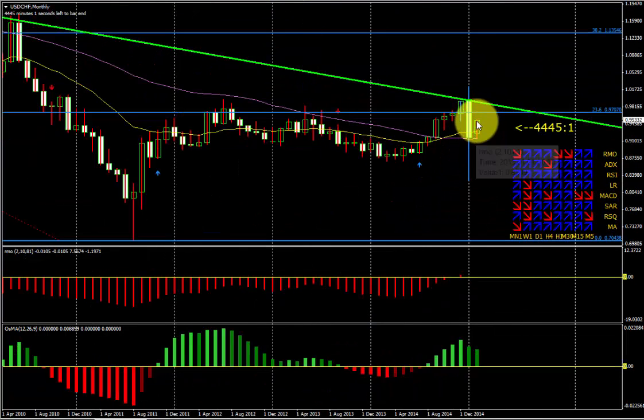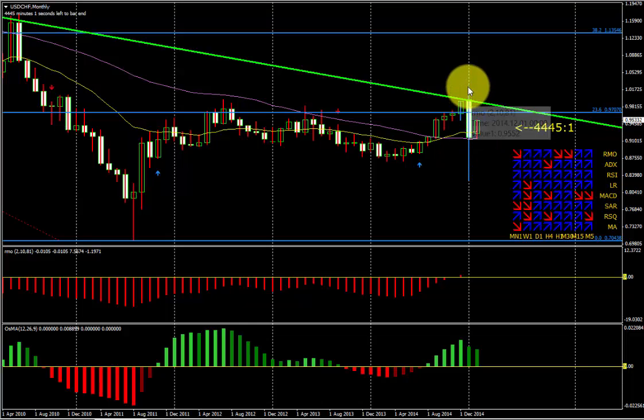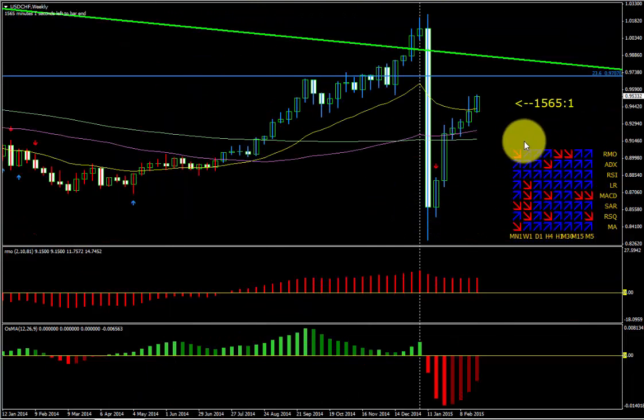You can see that we haven't seen any new lows. In fact, the US dollar Swiss franc saw prices making a move to the upside and now taking back whatever it lost through the first part of 2015. So if we look down at the weekly time frame, you can see the indicator box over here pretty much blue.